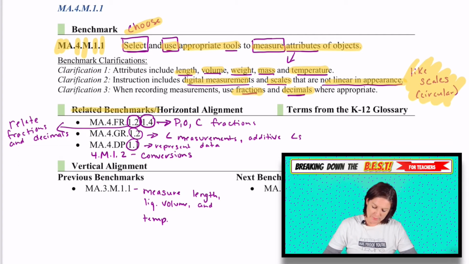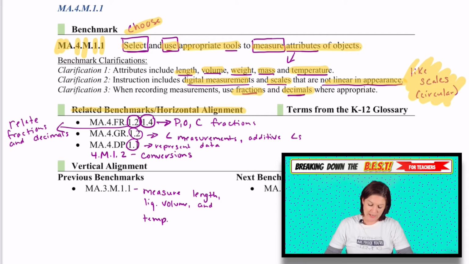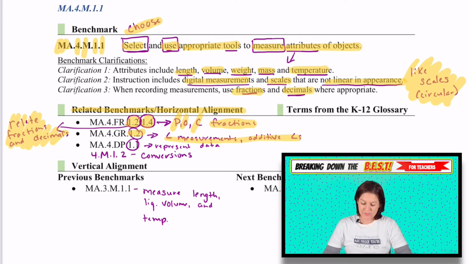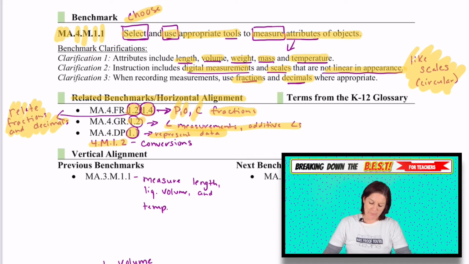Well, this related benchmark, our horizontal alignment, basically what other standards in 4th grade are related to this one that we're going over today. We have FR.1.2, which is our relating fractions and decimal standard. 1.4 is plotting, ordering, and comparing fractions. GR.1.2 is angle measurements and additive angles. DP.1.1 is representing data, and M.1.2 is our measurement conversions. That's what we'll be going over in the next episode.